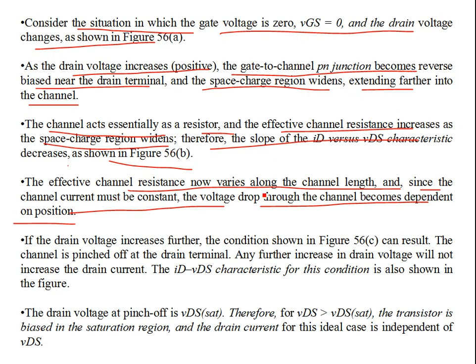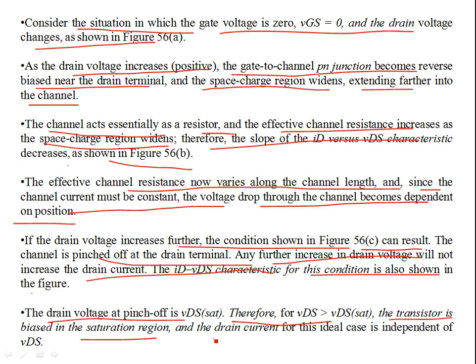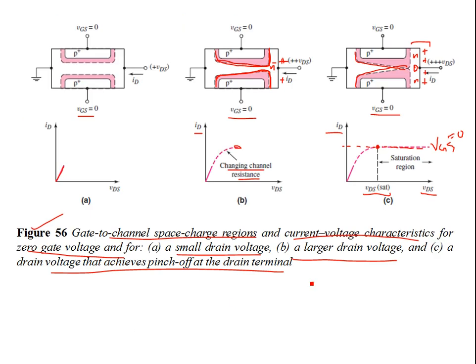Now, if the drain voltage increases further, the condition of 56C is produced. The channel is pinched off at the drain terminal. Any further increase in the drain voltage will not increase the drain current. The ID versus VDS characteristics for this condition are shown in the figure. So the drain voltage at the pinch off, VDS sat, is produced. If VDS is greater than VDS sat, the transistor is biased in the saturation region, and the drain current for this ideal case is independent of VDS. This is what we have seen over here.